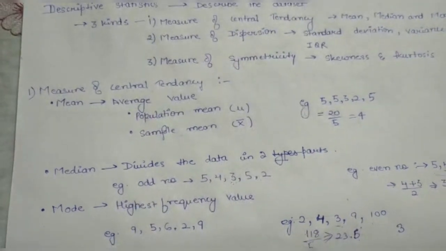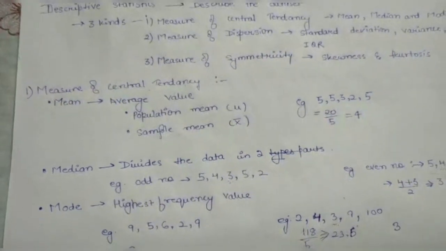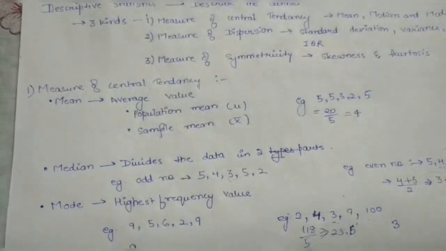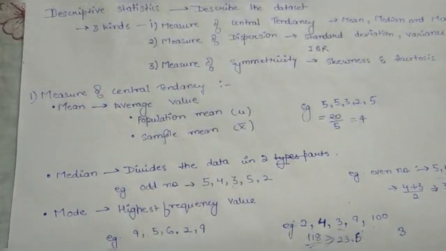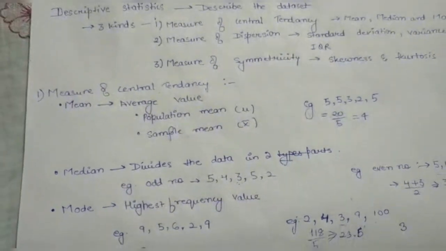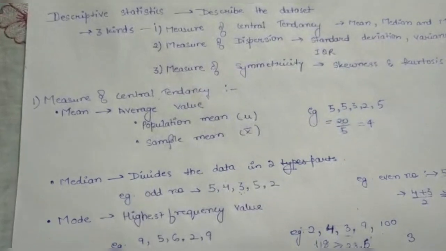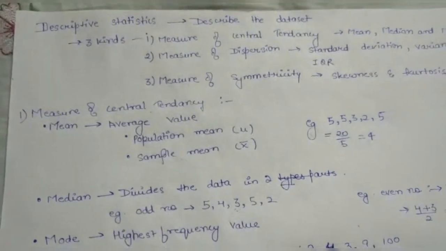So let's see one by one how to calculate them. And what is mean first? So mean is the average value, as you all know, and it is of two types: population mean, which is represented by mu, and sample mean, which is represented by x bar. Population mean is a mean of a population, while sample mean is a mean of a sample. So it is very easy, no?